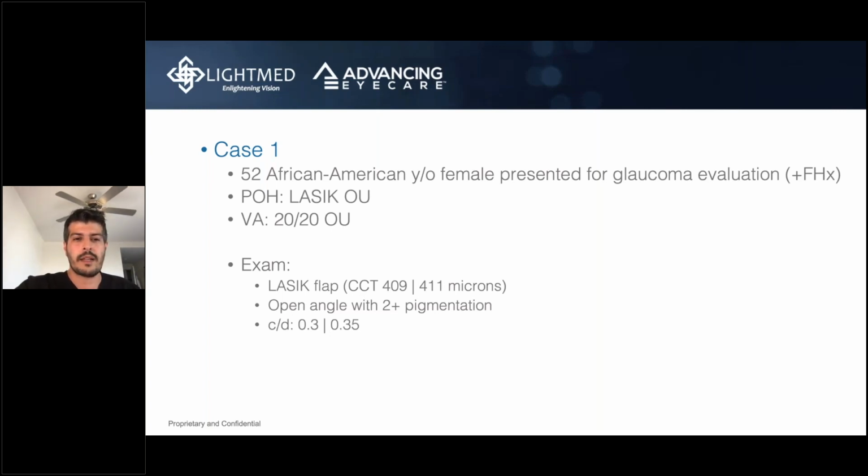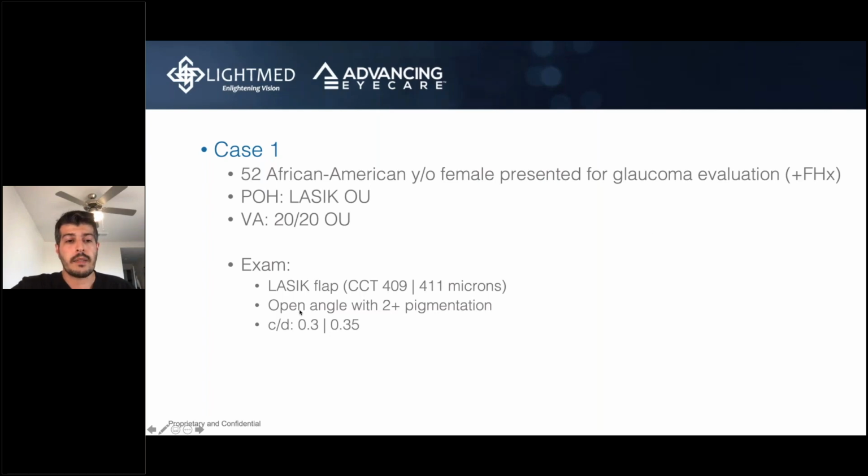A 52-year-old African-American lady came for a glaucoma evaluation because her parents, I think her mother, had glaucoma. The only other past ocular history you should know is she had LASIK, and her uncorrected vision was excellent. She was seeing 20/20, kind of scratching her head. Why do I need to be checked for an eye disease if I see 20/20?